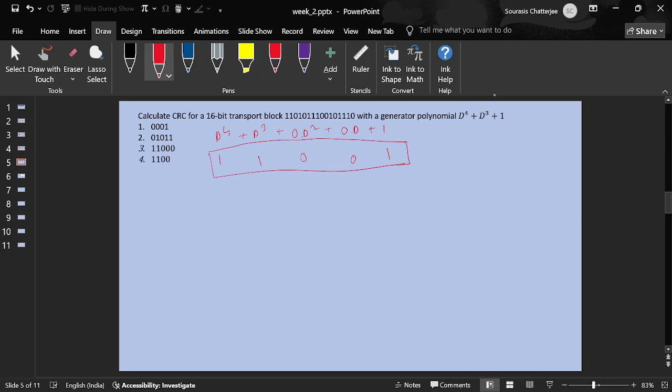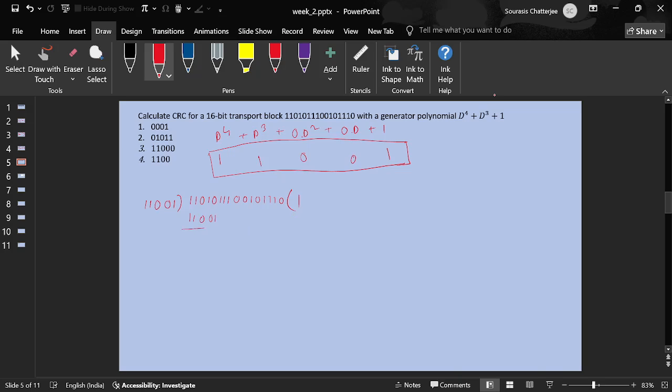So we have our transport block given, we have our CRC polynomial given. So what is the procedure for calculating the CRC for this particular transport block? Division. So I should divide this whole thing by this one, right? Yes. Let's write it down: 11001, 110101110, 1011110.